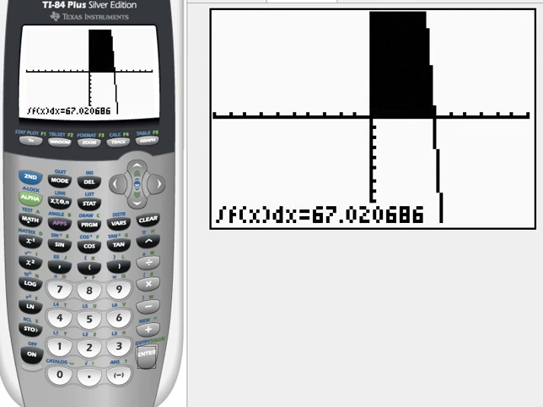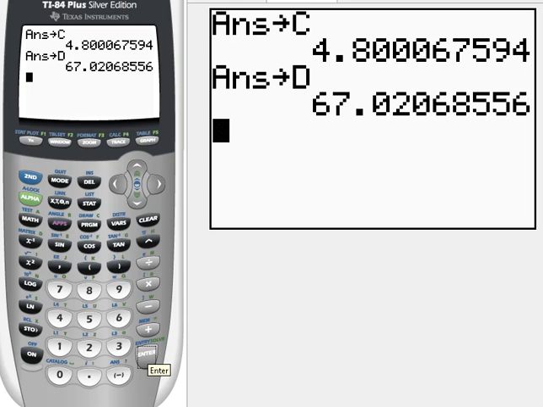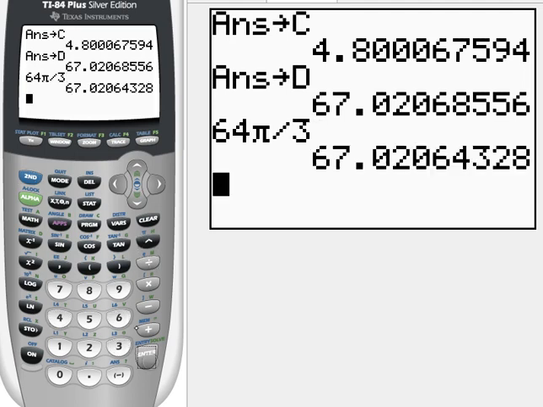I'm going to store that in alpha D, just another variable, and compare that to what I thought I had, which was 64 pi over 3. 64 pi divided by 3, and that shows that we got the right answer there.